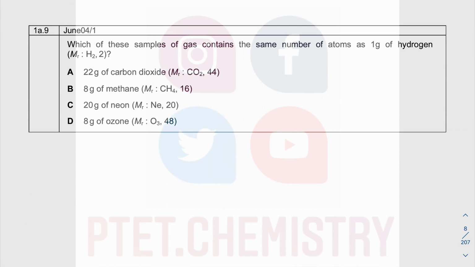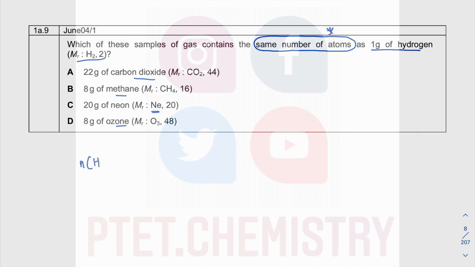So in this question, it's a bit of reading. Number of atoms. So we're looking at the atoms, even though they give us, well, methane is a molecule, ozone is a molecule, carbon dioxide is a molecule. They tell you this is an atom. So we've got to work out the number of atoms. So 1 gram of hydrogen, okay? So hydrogen gas exists as H2. So the same number of atoms as 1 gram of hydrogen.